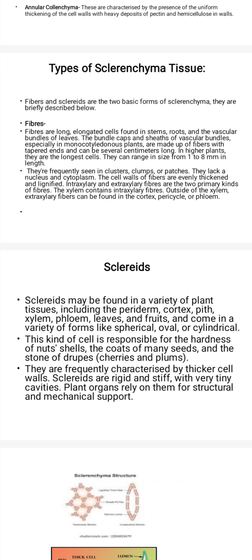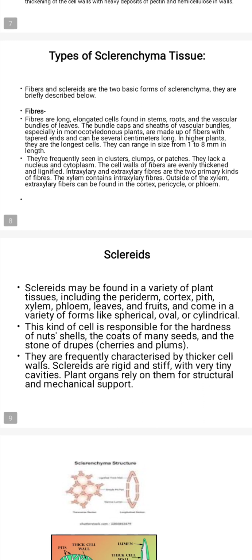Okay, fibers. What are fibers? Fibers are long, elongated cells found in stems, roots, and the vascular bundles of leaves. The bundle caps and sheaths of vascular bundles, especially in monocotyledon plants, are made up of fibers with tapered ends and can be several centimeters long in higher plants. They are the longest cells. They can range in size from 1 to 8 millimeters in length. Fibers means they are fiber-like long structures with tapering ends.